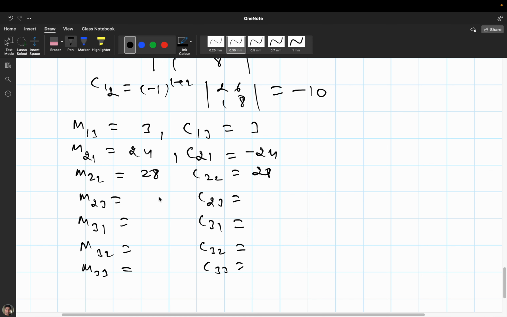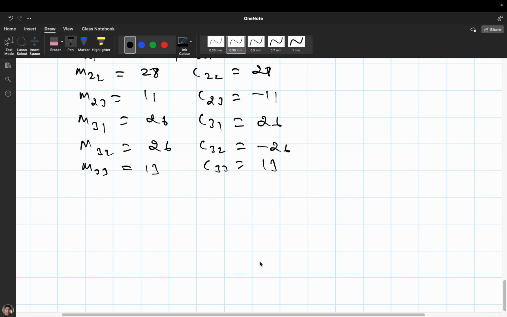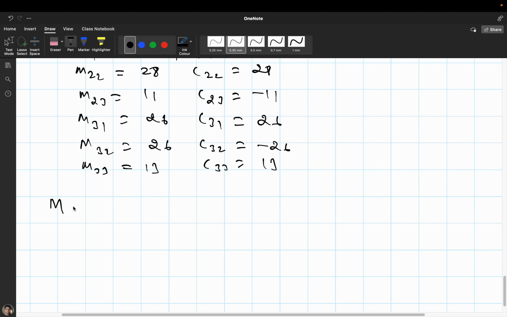What is M23? 11. That will be minus 11. What is M31? 26. That will be 26 only. M32? 26. So that will be minus 26. M33? 13. Now I have to write the minor matrix.